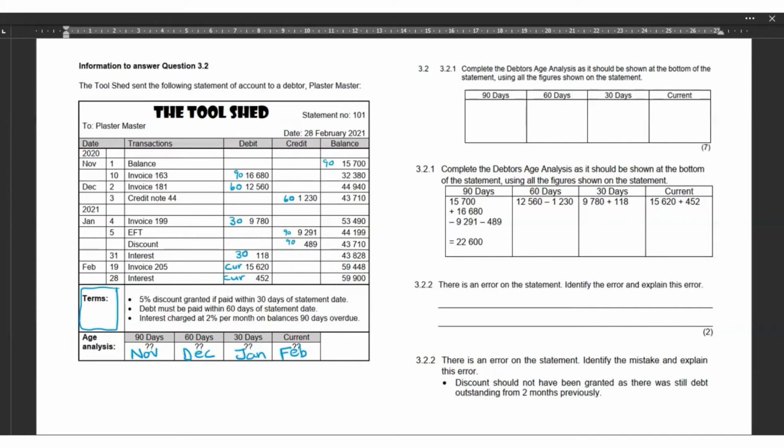Now, just for interest's sake, to show you how much they still owe here, this one adds up to 11,330. This adds up to 9,898. And then our current is 16,072 Rand.